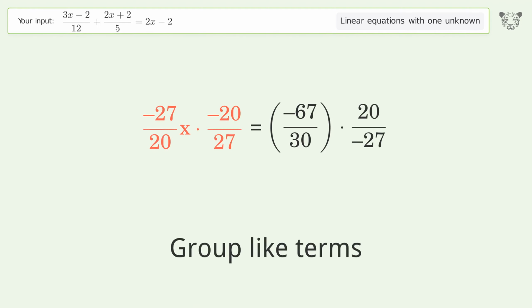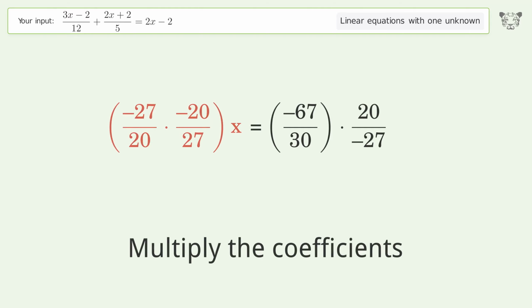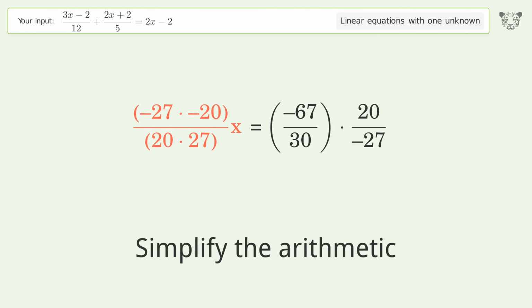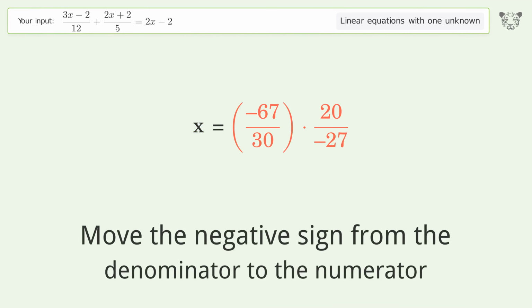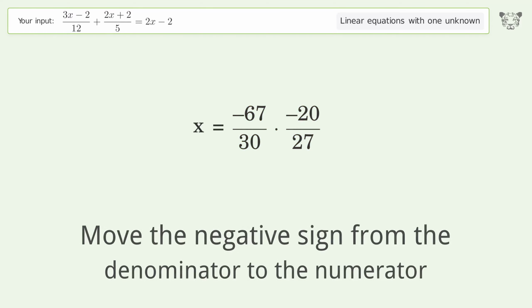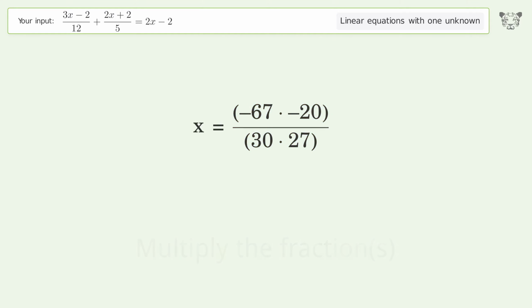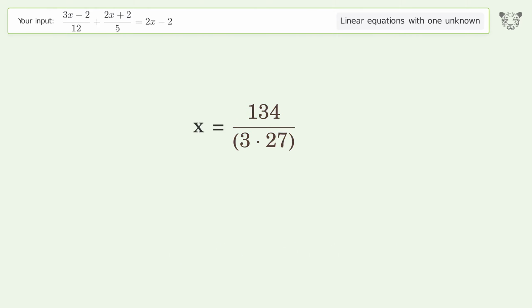Group like terms. Multiply the coefficients. Simplify the arithmetic. Move the negative sign from the denominator to the numerator. Multiply the fractions. Simplify the arithmetic. And so the final result is x equals 134/81.